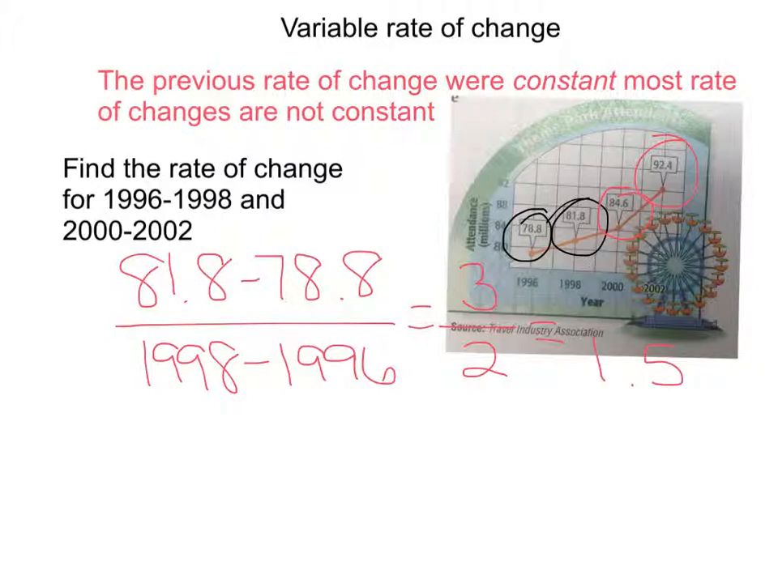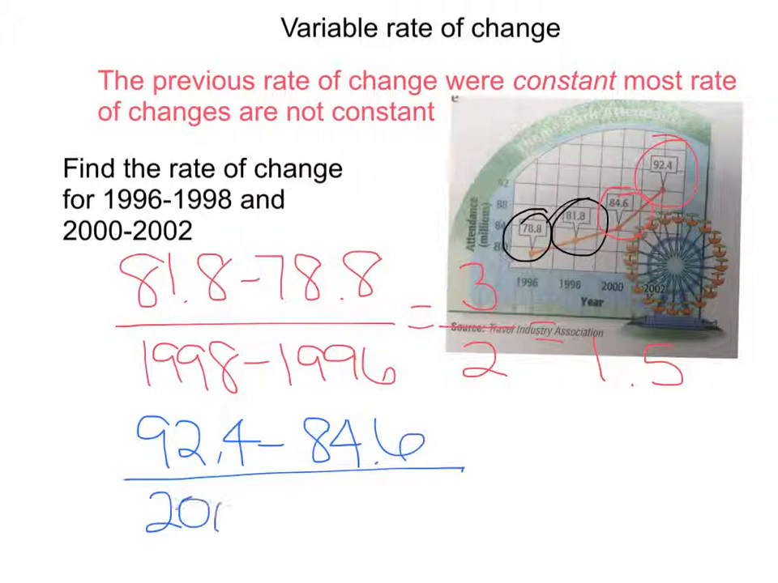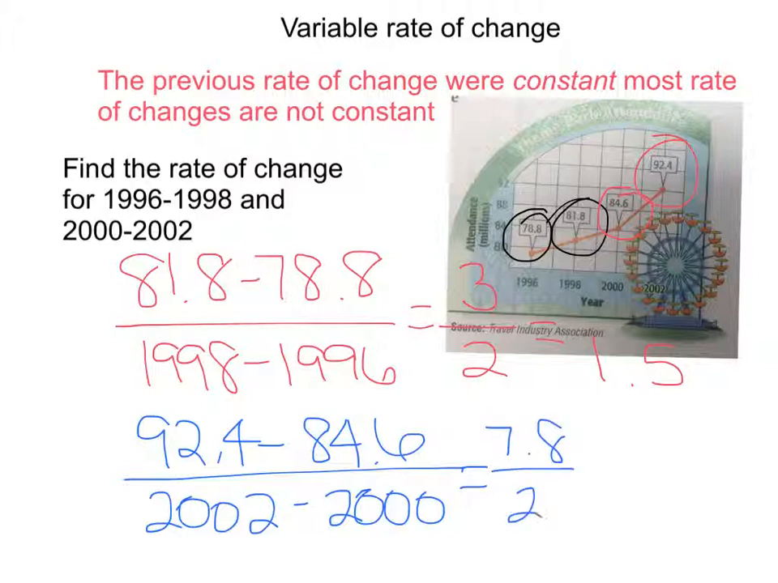Then the rate of change of the next one is 92.4 minus 86.4 over 2002 minus 2000, which comes to 7.8 over 2, or 3.9. So as you see, there are 2 different numbers, which means the rate of change from 2000 to 2002 was greater than the rate of change from 1996 to 1998.